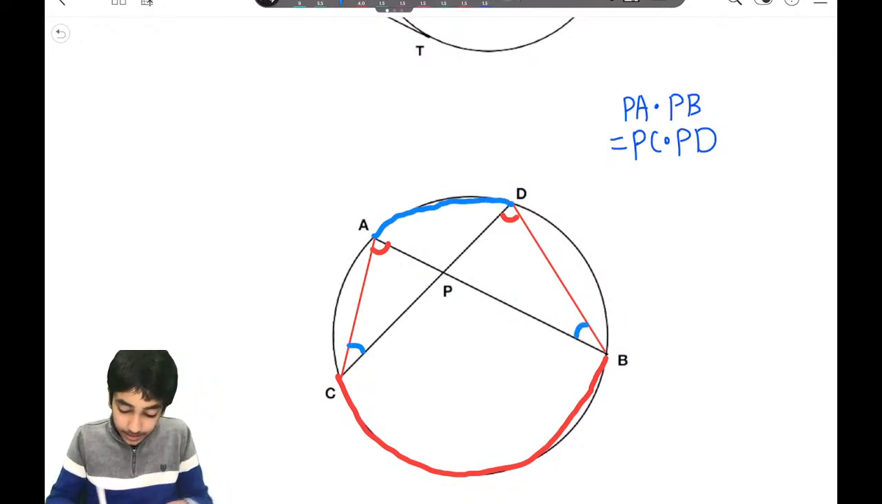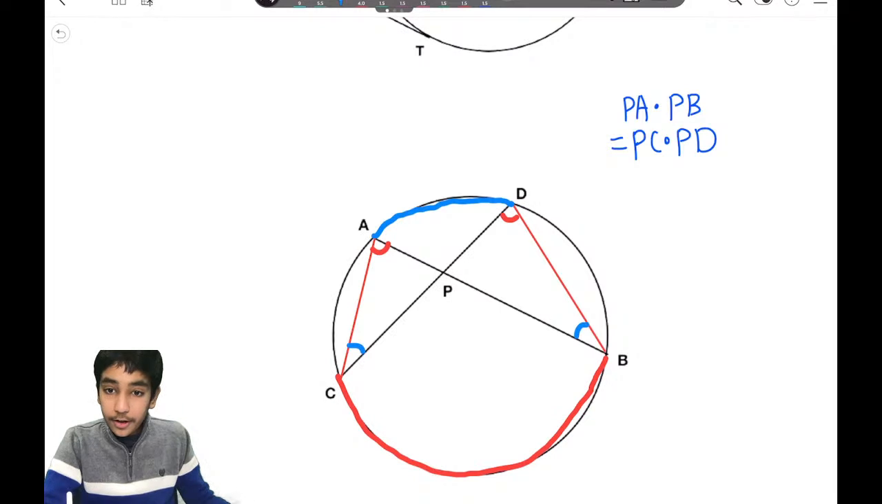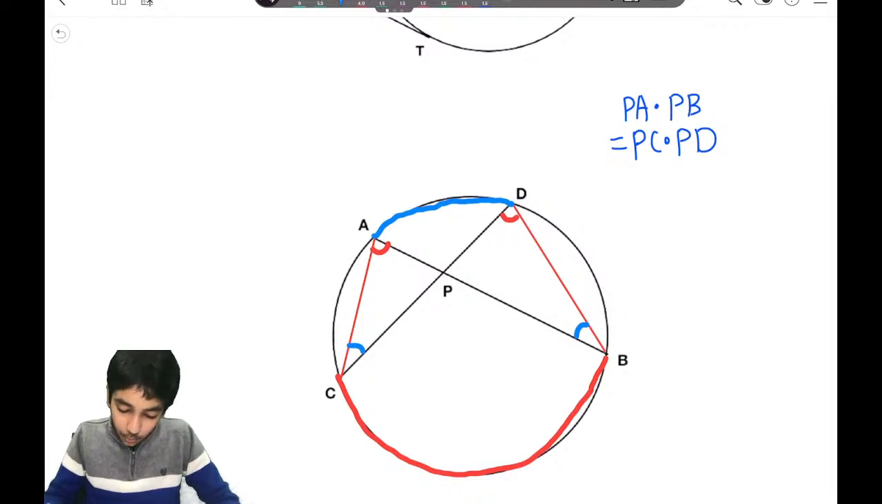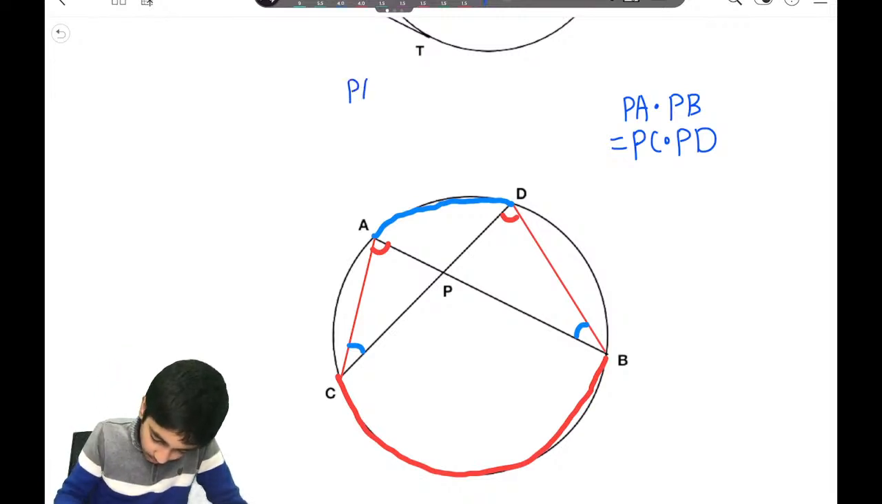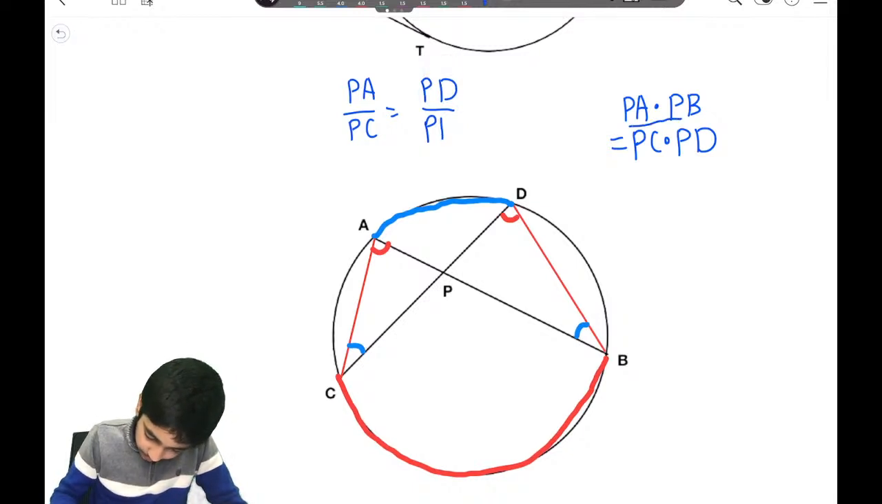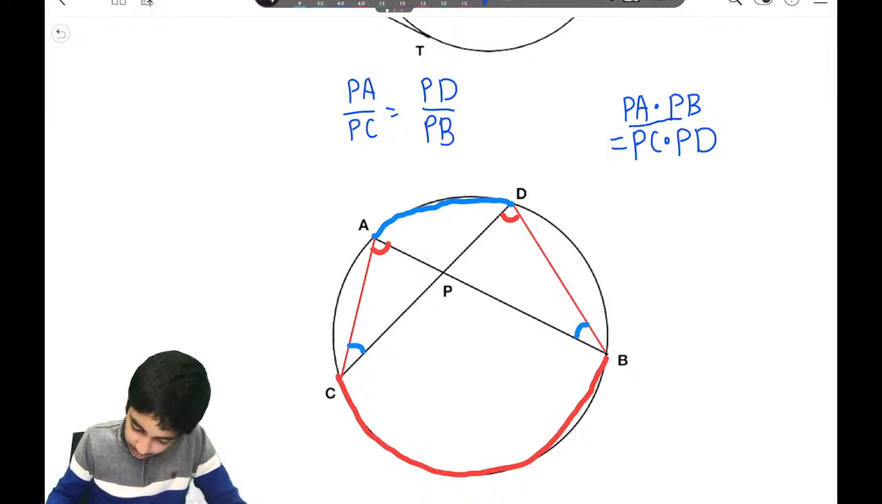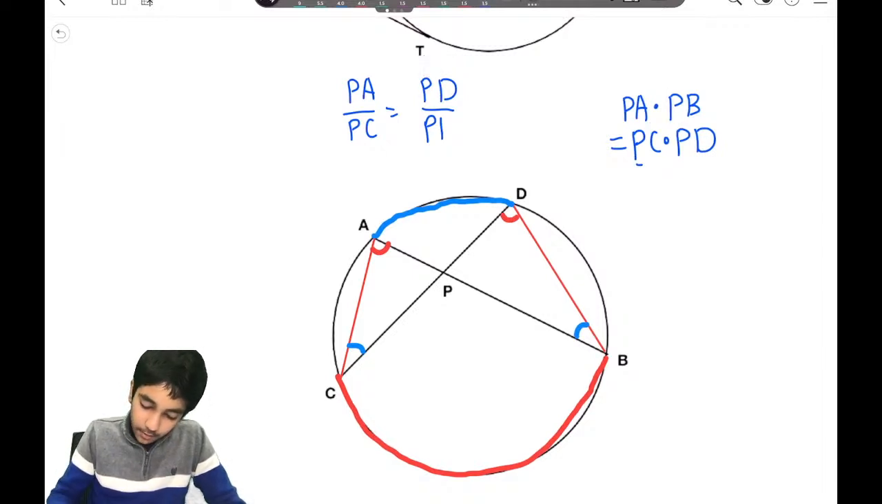So you can see that the red angles are equal, the blue angles are equal, and if two angles are equal in two triangles, what do we know about them? We know that they are similar. Okay, so now that we know they're similar, what does that tell us? That tells us PA over PC equals PD over PB, telling us that PA times PB is equal to PC times PD. Keeps getting erased, I don't know why. But that's basically what Power of a Point is.